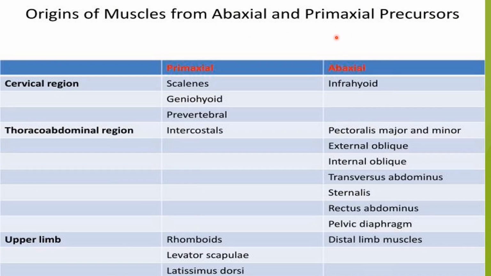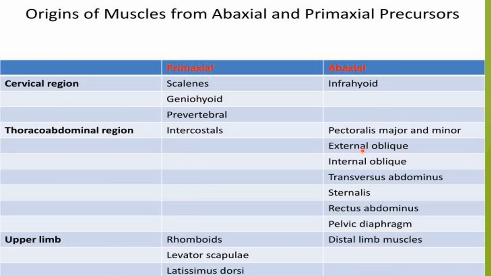In the case of the cervical region, primaxial will form the scalenus muscle, the geniohyoid, and prevertebral muscles. And abaxial will form the infrahyoid muscles. Then in the thoracoabdominal region, only the intercostal muscle will be formed from the primaxial. All other muscles, that is pectoralis major, minor, external, internal oblique, transversus abdominis, sternalis, rectus abdominis, and pelvic diaphragm as well, are all derived from the abaxial muscle precursors, which have migrated from the ventrolateral edge.